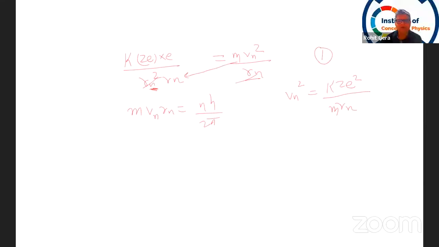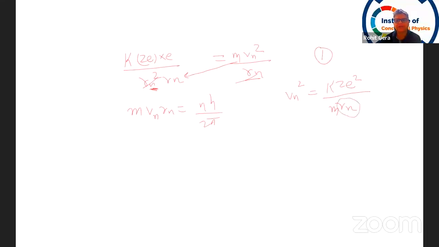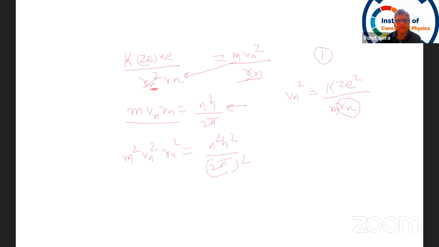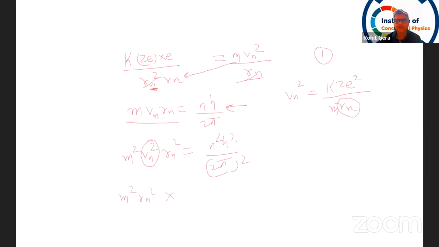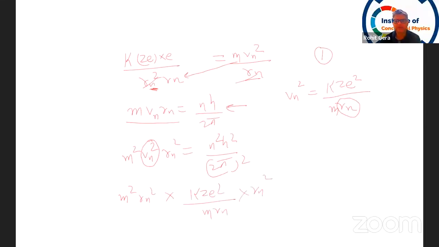Now we want to get rid of one of the variables, V or R. I can remove Rn also, right? So I will start with this. What I will do is I will square the two sides. This will become m square Vn square Rn square is equal to n square h square by 2 pi whole square, squaring the angular momentum equation. Now I know the value of Vn square, right? So m square Rn square into k Ze square by m Rn, into Rn square is equal to n square h square by 2 pi whole square.